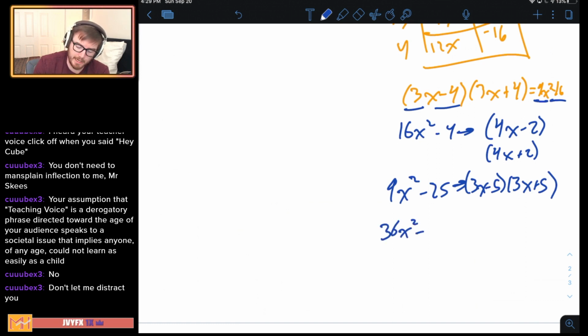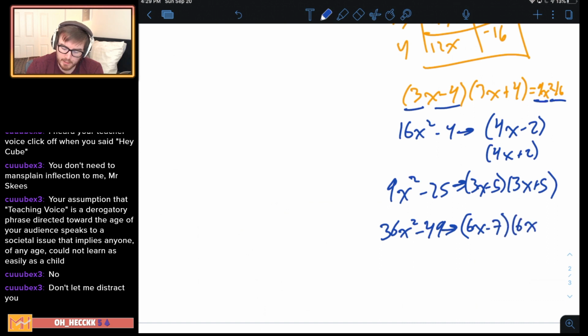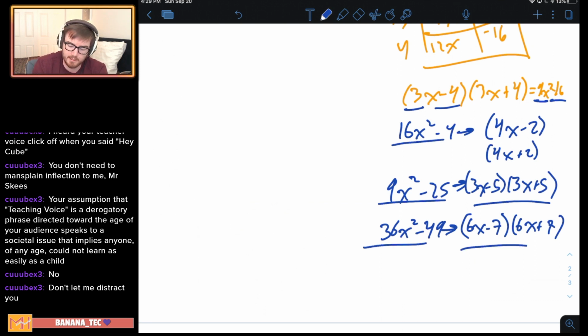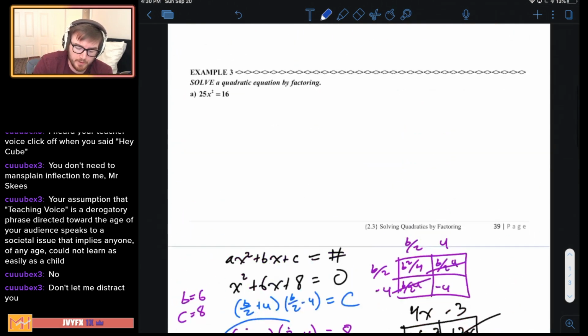36x squared minus 49. Getting a little bit bigger, but if you know your perfect squares, 6x minus 7, 6x plus 7. Boom. Right? This is the same thing as this. This is the same thing as this. This is the same thing as this. I hope by just doing a million in a row, you're seeing the pattern.